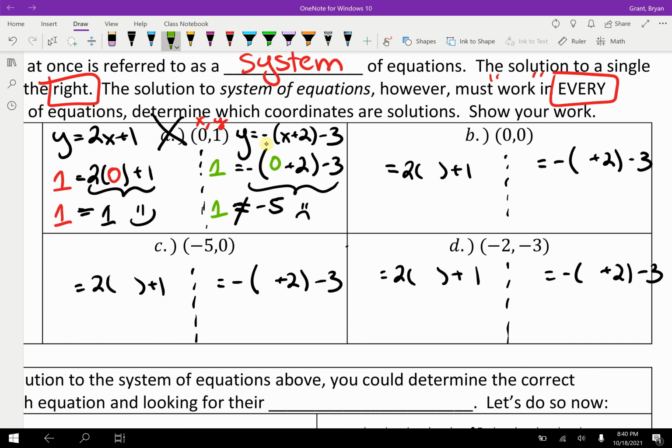All right, so the first one was, I'll do this in red again, 0, 0. And we had to simplify and see what happens. The left side's easy. The right side, 0 times 2 is 0, plus 1 is 1. Those are not equal. Ha! This 0, 0 didn't work in my first equation. I'm not even trying it in the second one.